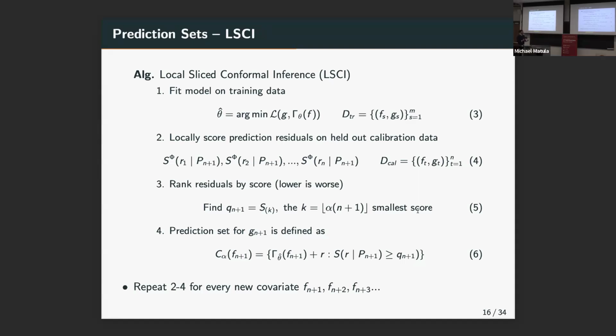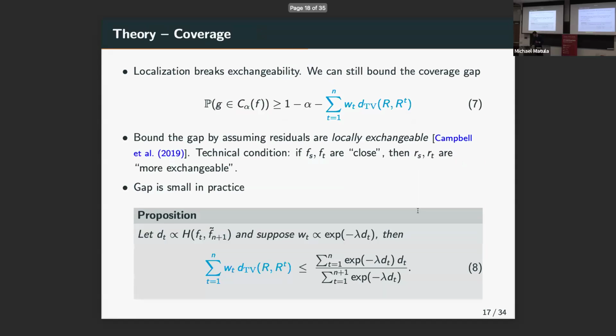Because this is a local procedure, we're not just going to have this single cutoff value. We're going to have to repeat this for every single time we observe a new function, but not the whole thing. We don't have to refit the model. We only have to run steps 2, 3, and 4. It does seem like a lot, but because a lot of this can be done in parallel, it is still very, very fast to do. So it's not too much of an excess computation burden.